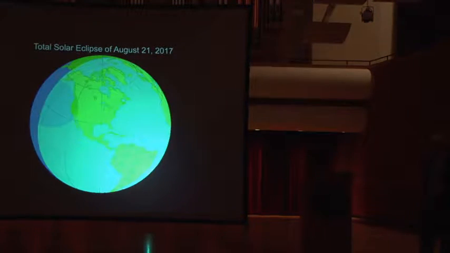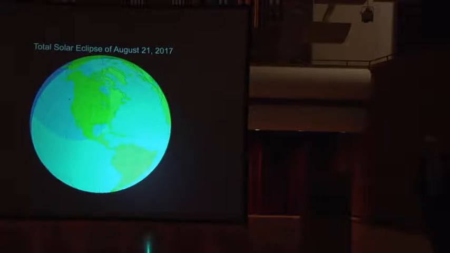This is a quick little animation that shows you the penumbral shadow. You can see different locations see the eclipse at different times. There's the umbral shadow, and you can see it's much smaller as it moves across the country. So the western part of the country will see the eclipse first, and then the eastern part before it sweeps into the Atlantic Ocean and off the edge of the Earth back into space.